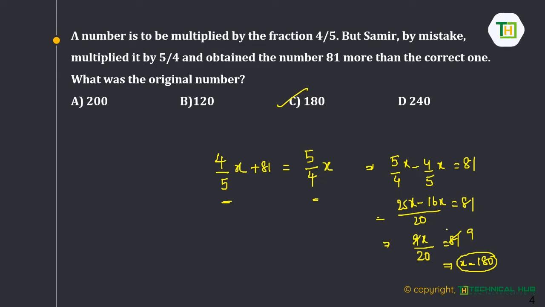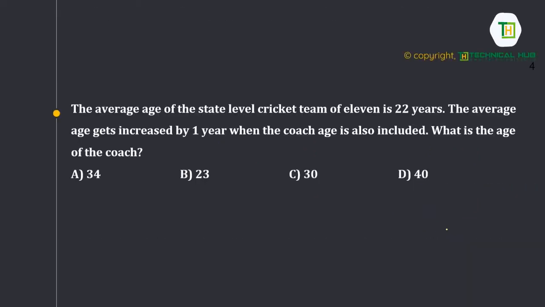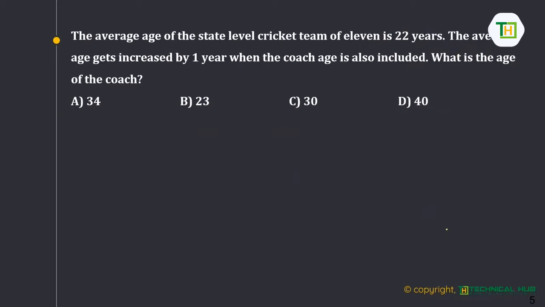Let's move on to the next question. The average age of the state level cricket team of 11 is 22 years. The average age gets increased by 1 year when the coach's age is also included. So what is the age of the coach? We know that average is equal to sum by number. That is the basic formula. So number into average is equal to sum. This is the basic method I use to solve this.